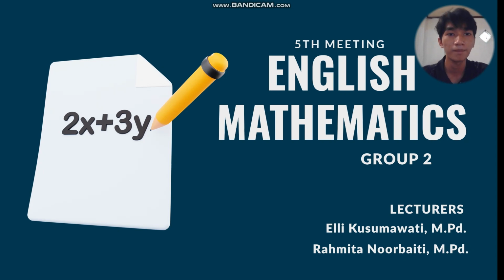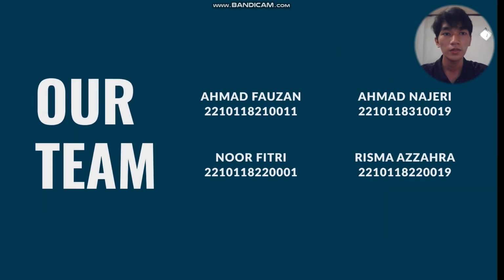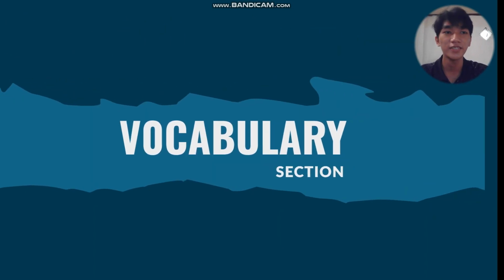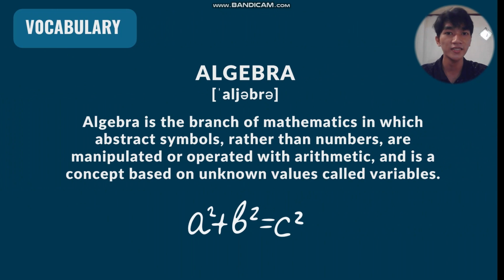In this video, I want to explain about our text again for vocabulary, visual learning, and examples from books. So, for the vocabulary section, the first one is algebra. Algebra is the branch of mathematics in which abstract symbols, rather than numbers, are manipulated or operated with arithmetic, and is a concept that our unknown values are called variables. This, for example, a squared plus b squared is c squared.